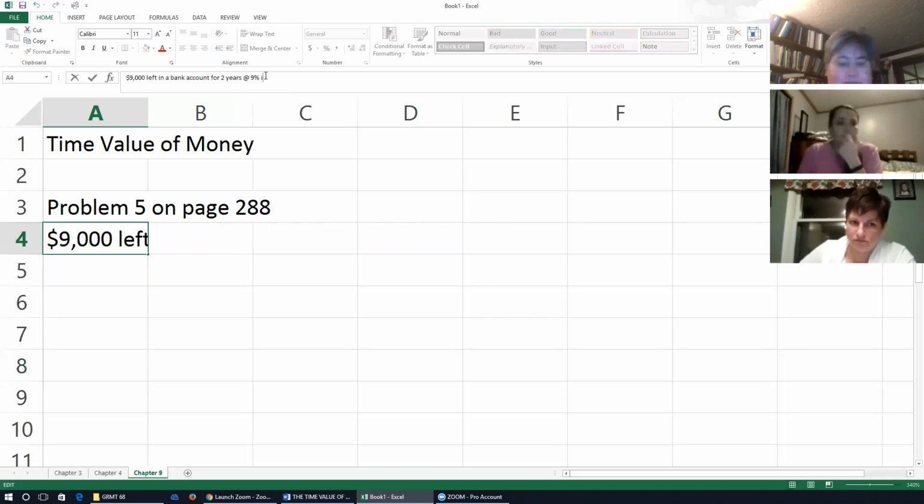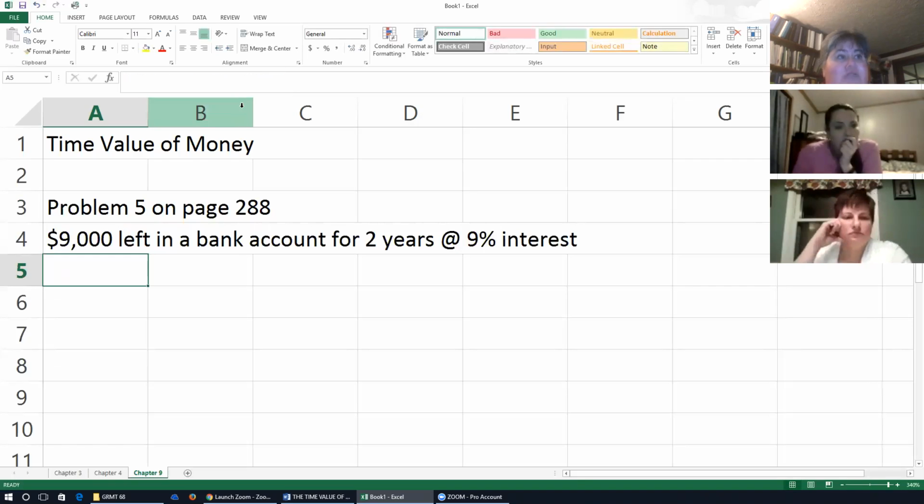Okay, it's possible and really not too hard with only 2 years to do it manually. We could take 9,000, times it by 9%, we get $810 the first year. We'd put $810 in the account, and then we'd have $9,810 to leave in there 1 more year. We'd compute 9% of that, add it in, and we'd know the final total. But we don't need to do that. We can actually do something much easier.